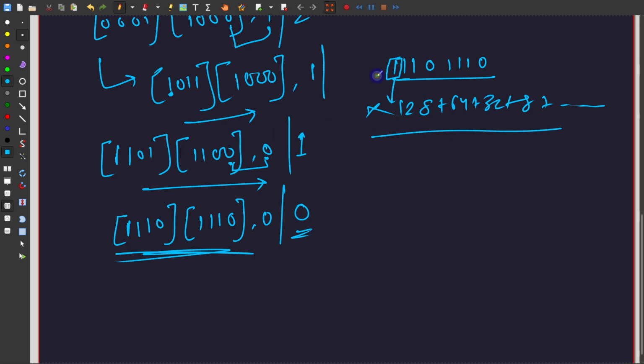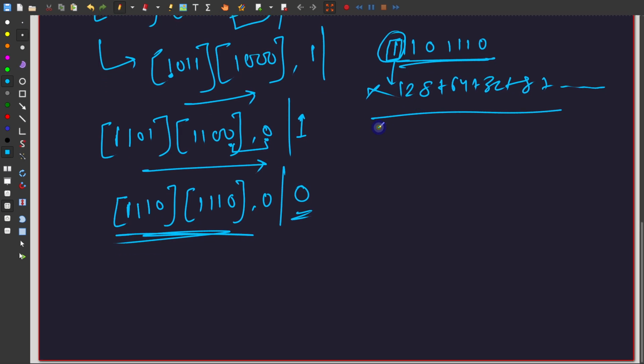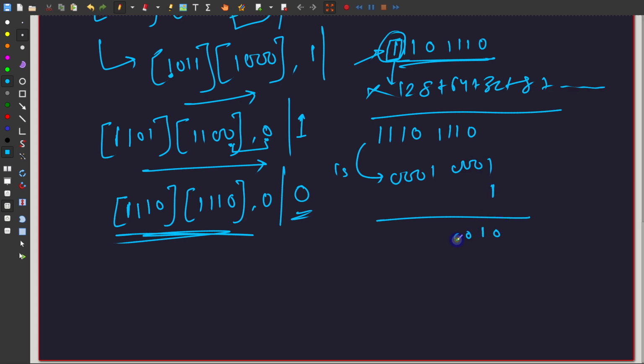No. In fact, the moment you see a 1 in the MSB in the final result, that means that you now have to take the 2's complement of this value as well. So what was the value? 1, 1, 1, 0, 1, 1, 1, 0. So first we take the 1's complement. What is the 1's complement? 0, 0, 0, 1, 0, 0, 0, 1. Now what do you do? You add a plus 1. You add a 1. So 1 plus 1 is a 0. That becomes a 1, 0, 0, 1, 0, 0, 0.